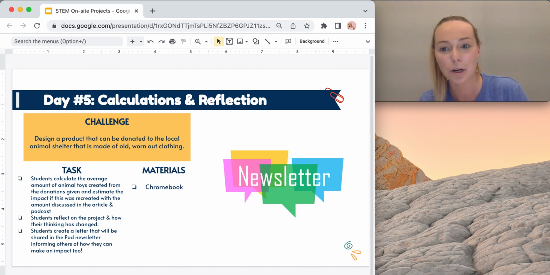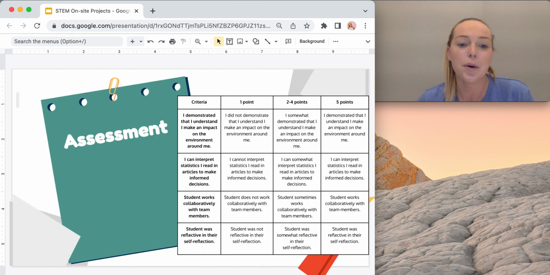So we just went in more depth on each of the stages of the engineering design loop and broke it into really in-depth work. So for the assessment, I graded them on 4 things.